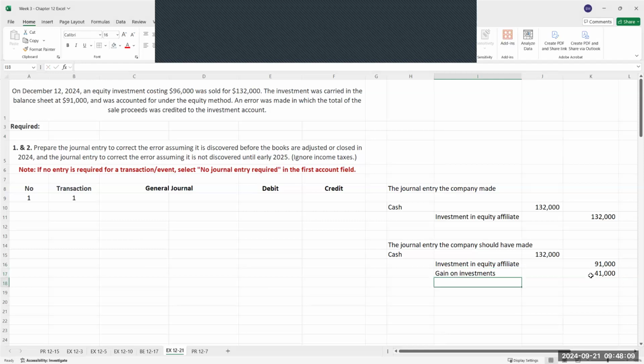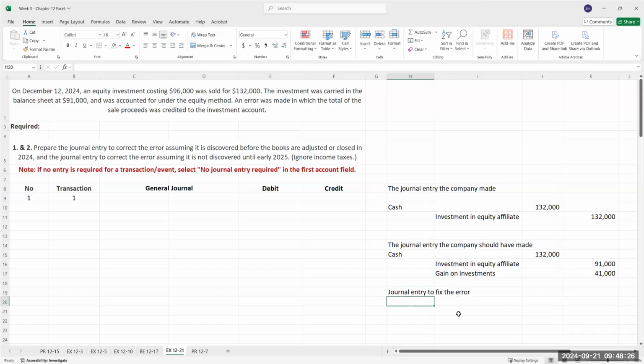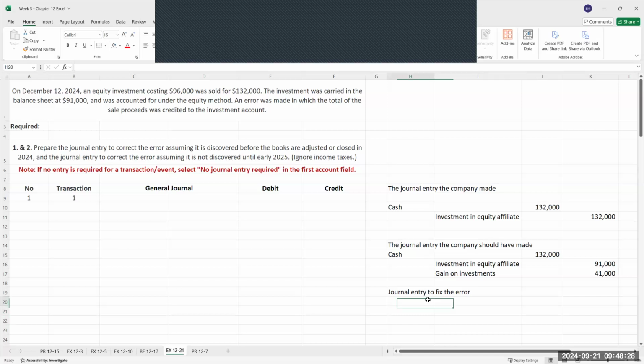Gain on investments for the 41,000. So what we need to do to fix the entry, all right? In order for us to determine how we need to fix the error, we know first and foremost that there's a difference. The investment in equity affiliate was reported at a credit of 132,000 when it really should have only been 91,000. So we know that we need to reduce the balance in the investment in equity.